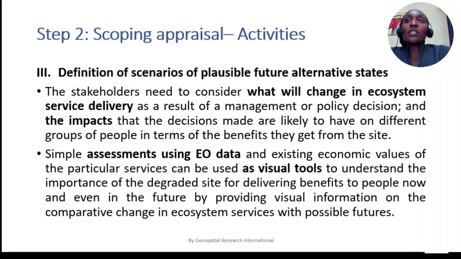While undertaking this process, the stakeholders need to consider what will change in ecosystem service delivery as a result of a management or policy decision, and the impacts that the decisions made are likely to have on different groups of people in terms of the benefits they get from the site. Simple assessments using Earth observation data and existing economic values of the particular service will paint such visual pictures that will play a major role as a first step in understanding the importance of the site for delivering benefits to people now and even in the future.